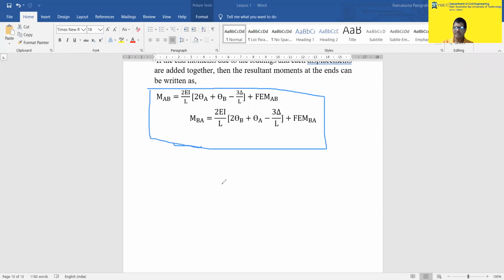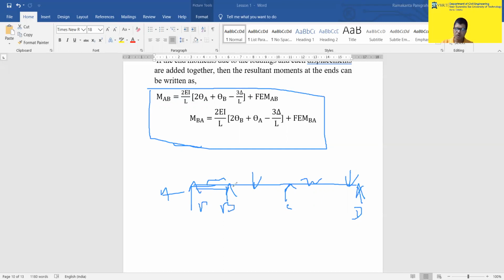For any beam, suppose it is a beam with three spans, A, B, C, D. Now for this beam there is some loading. So for this beam I can find what is MAB and what is MBA. Then I can find what is MBC and MCB, and MCD and MDC. So for each span we can find the moment.